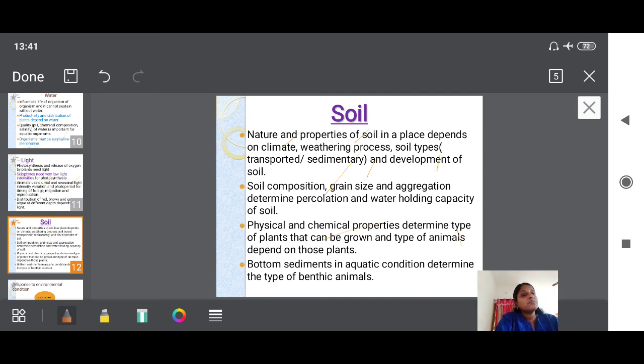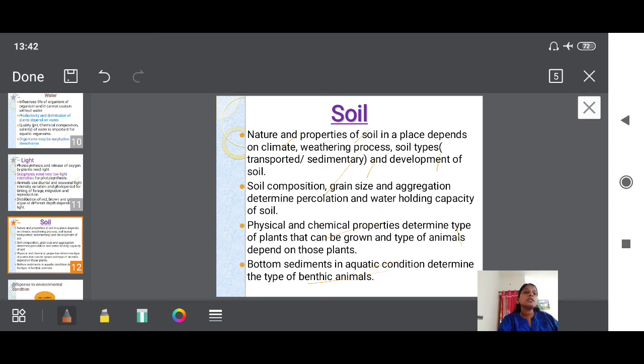Okay, and bottom sediments in aquatic condition determine the type of benthic animals. So in aquatic conditions you can find the deposits are there at the bottom, sea beds and all when you are seeing. So there you can find based on the type of sediment, the soil sediments, as well as the debris that is being collected there, based on that only you can find the different types of benthic animals will be surviving. So what is an example for benthic animals, like coral reefs, thereafter you can find seaweeds, urchins, all these are examples for benthic animals which survive at the seabeds, at the bottom layers of the water bodies.